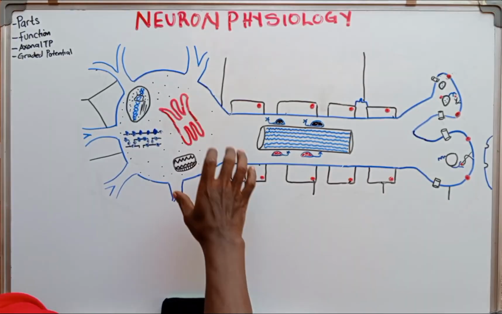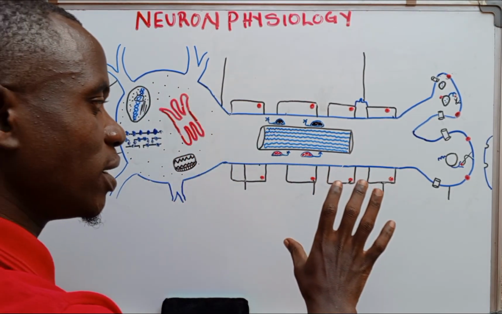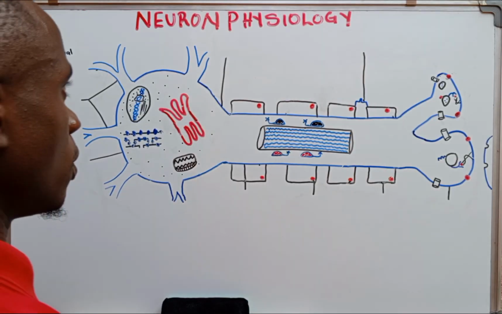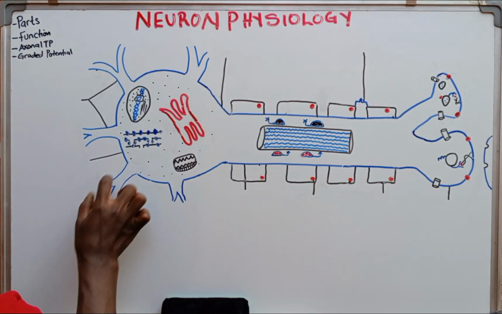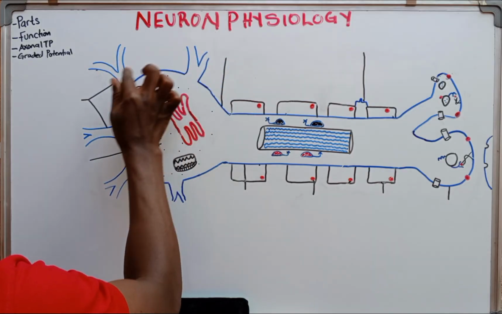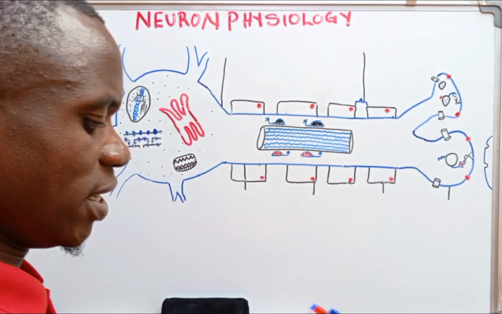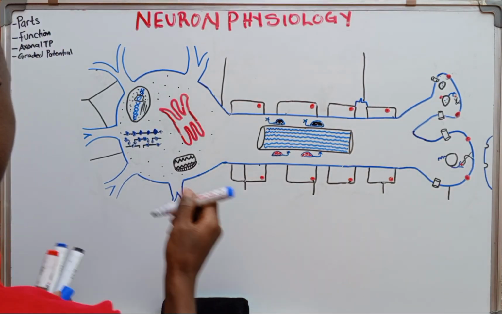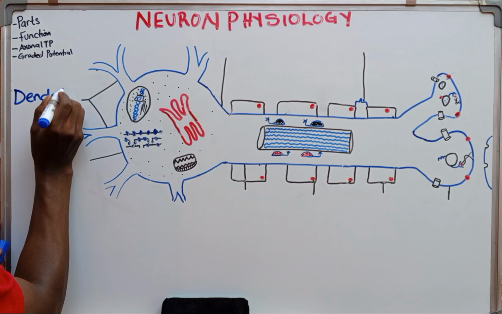First we are going to look at the anatomy of these parts and how they are called, and later we come up with the functions. When you see these extensions coming from this bulbar structure, how do we call these extensions? These extensions are what we call the dendrites.